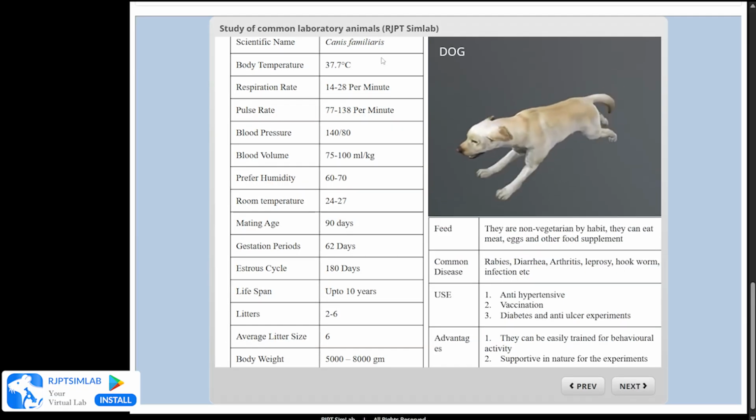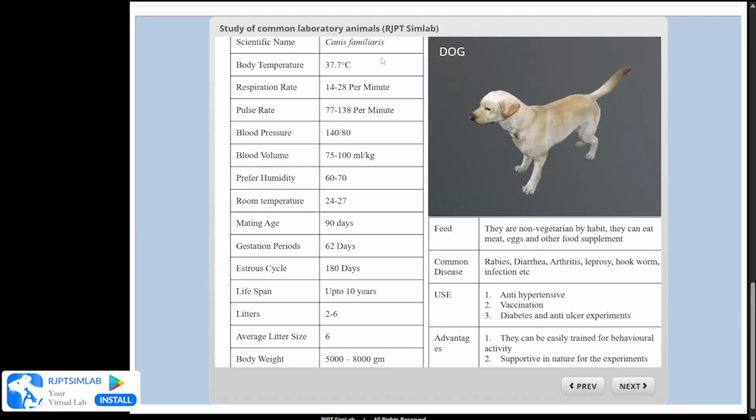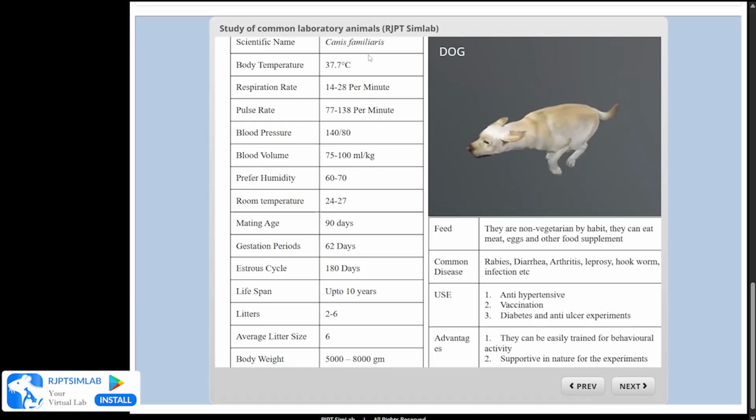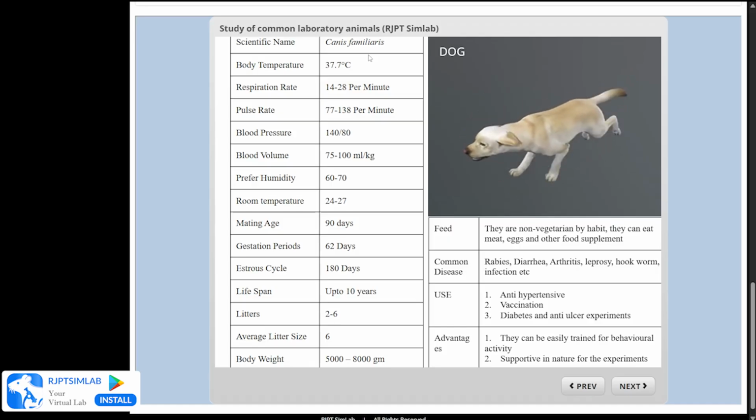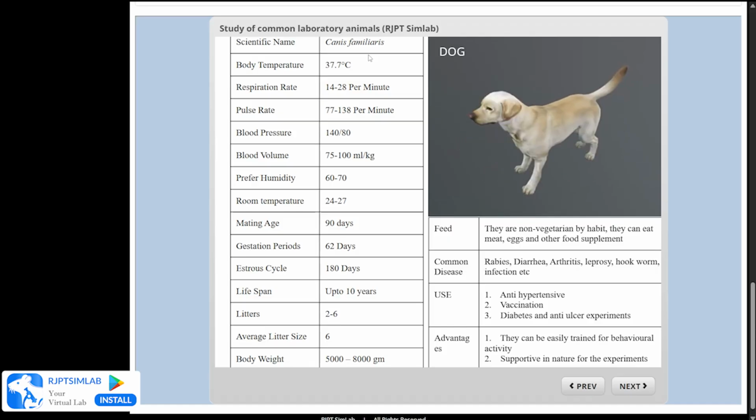The next animal is dog. The scientific name of dog is Canis familiaris. The body temperature of dog is 37.7 degrees Celsius. The respiration rate is 14 to 28 per minute. The pulse rate is 77 to 138 per minute. The blood pressure is systolic 140 by diastolic 80. The blood volume is 75 to 100 milliliter per kilogram.